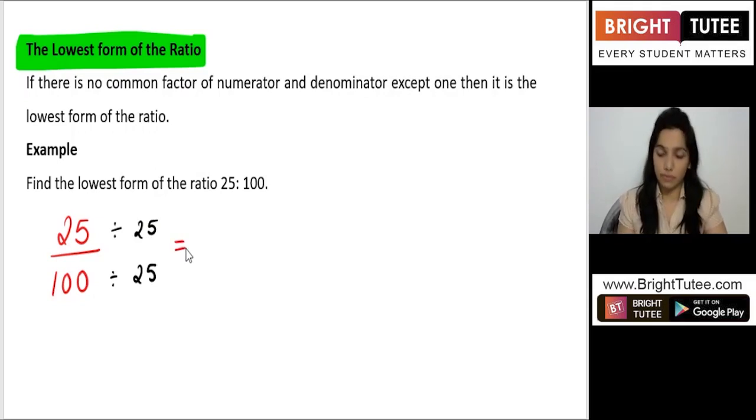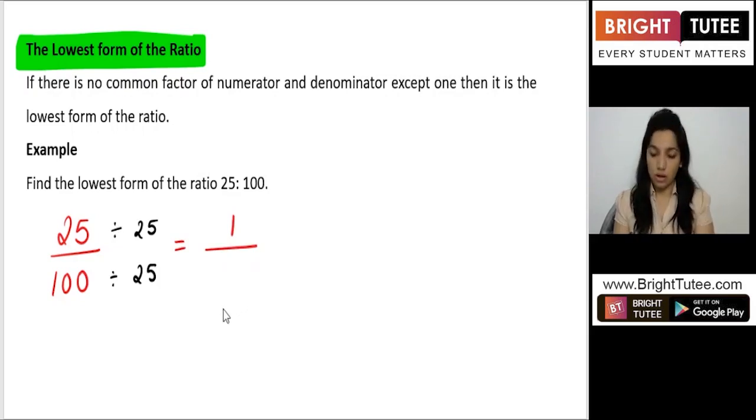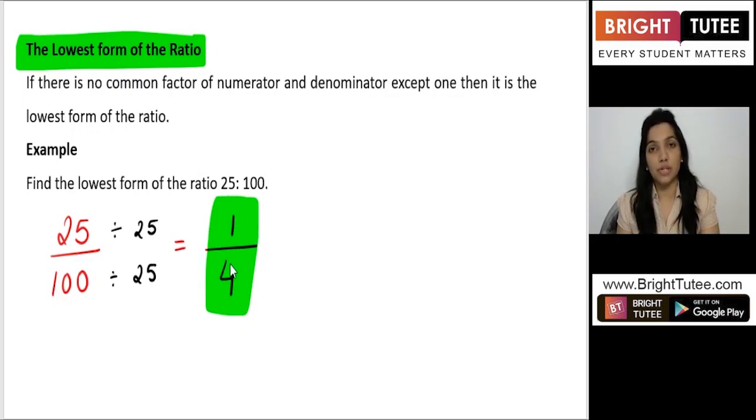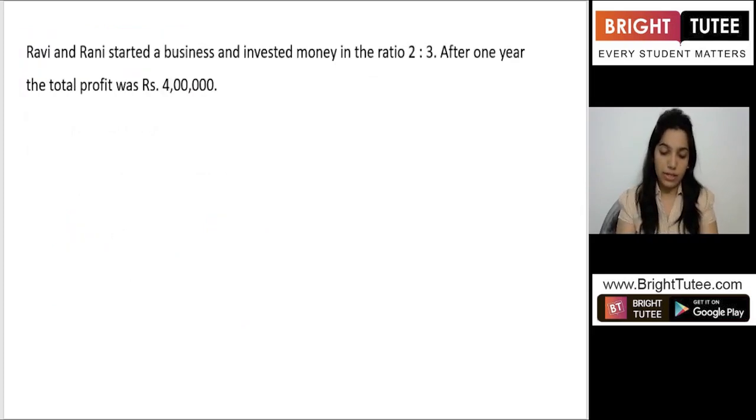Right, so 25 goes into 25 once, and 25 goes into 100 4 times. So 1 over 4 is the answer. That is the lowest form of the ratio that we have got, because we can see that we cannot further divide 1 over 4 by any number in order to simplify it further. Okay, now let us move ahead.